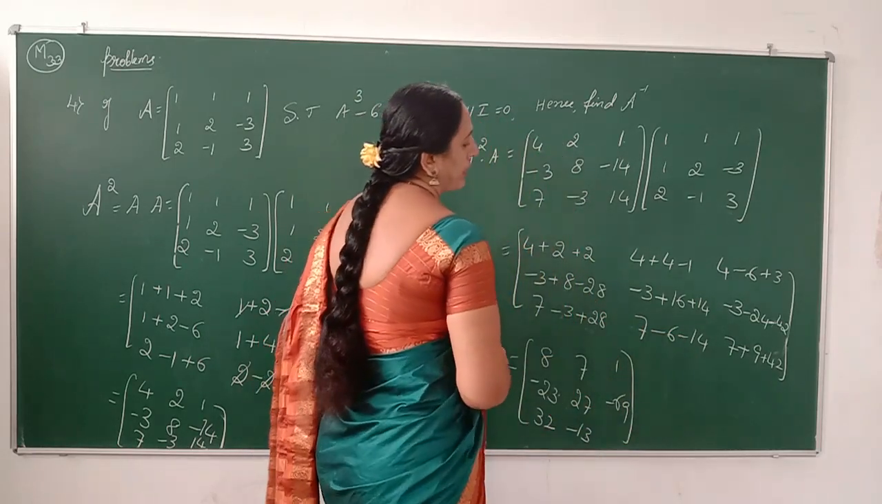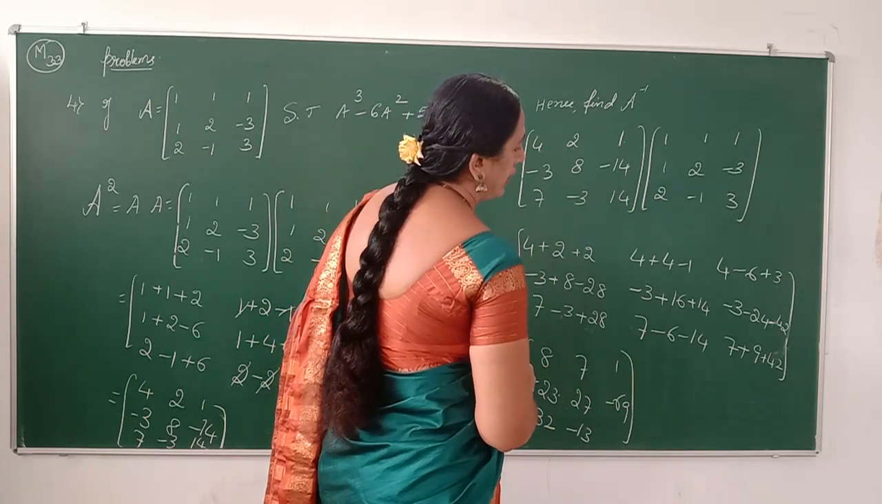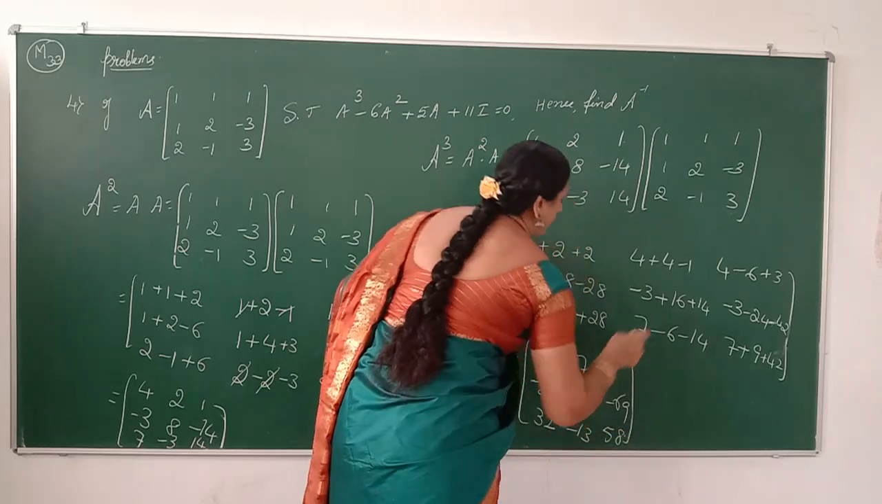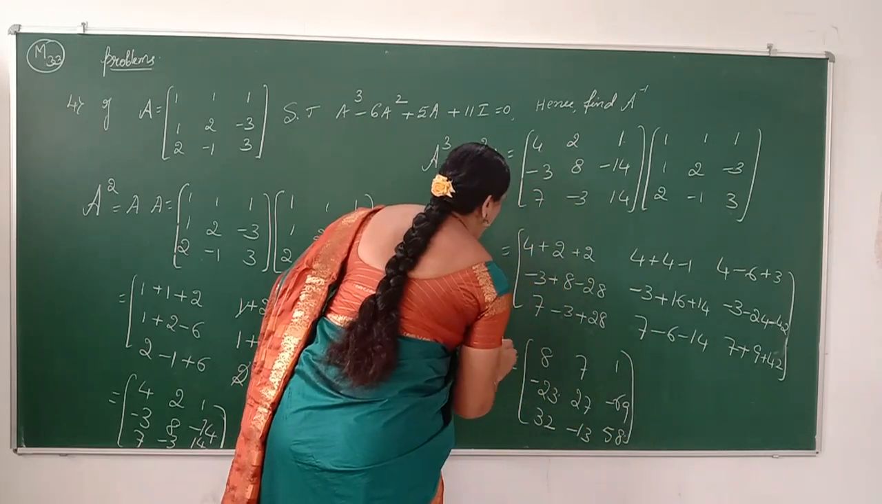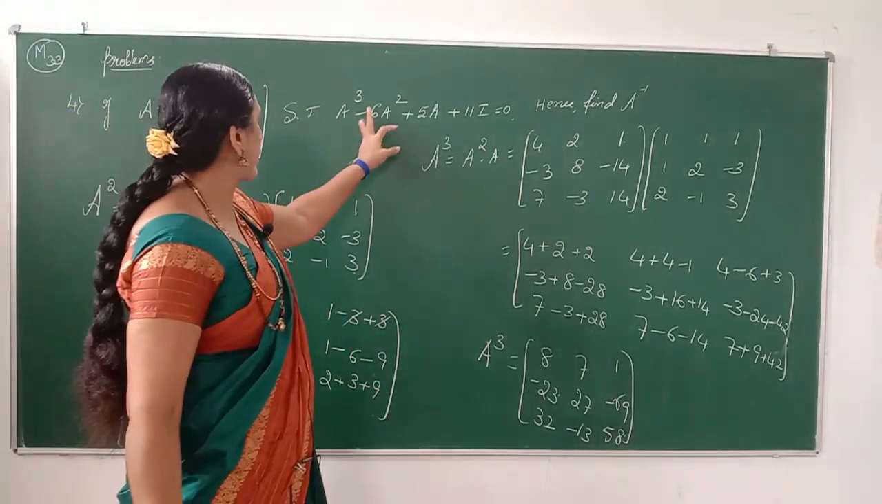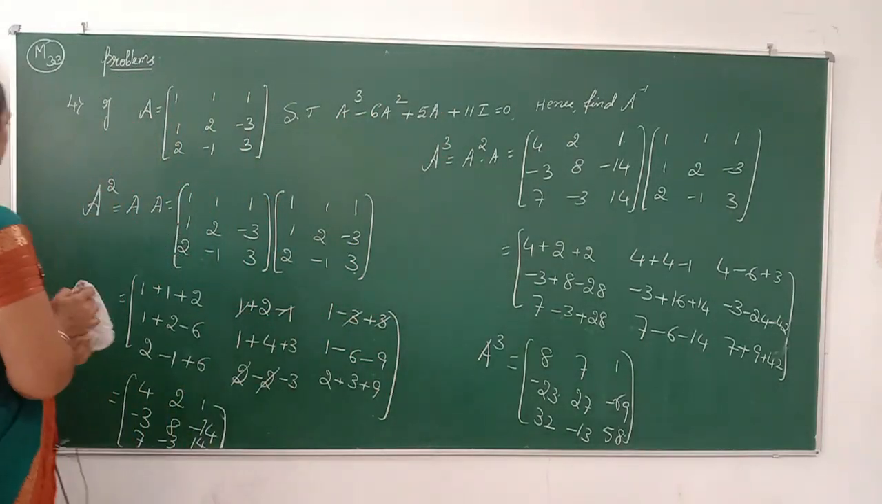So 42 plus 9 is 51. 51 plus 7 is 58. These are the elements of A cube. Then we will substitute these elements of A square, A cube and A in the given equation.